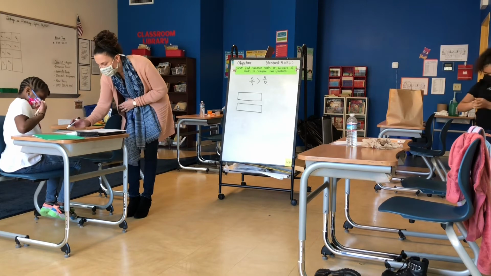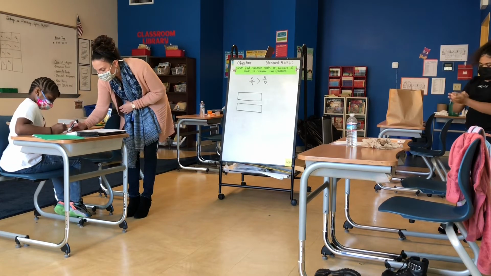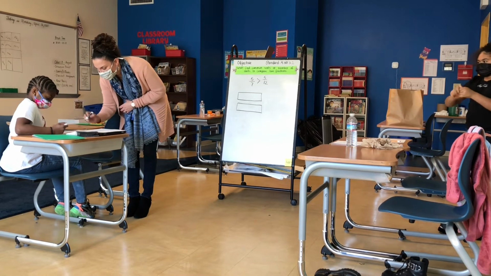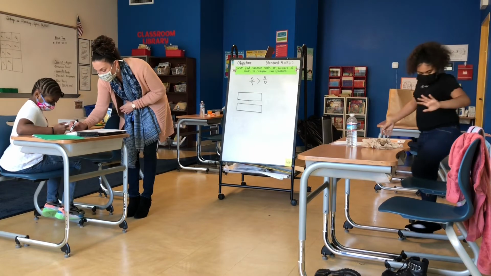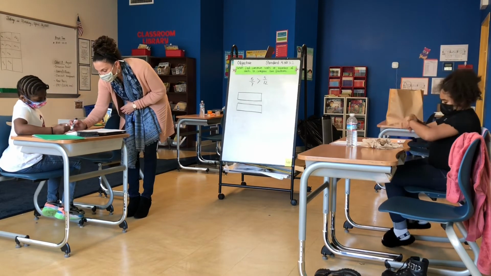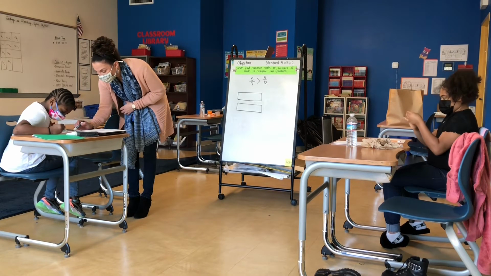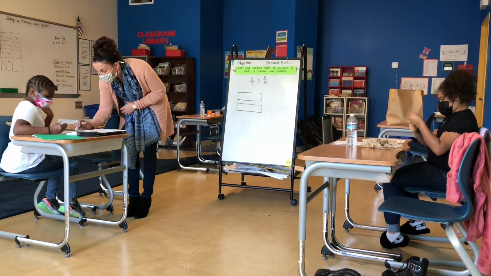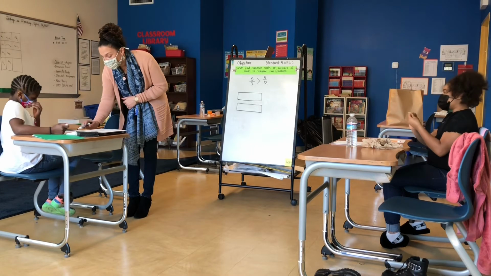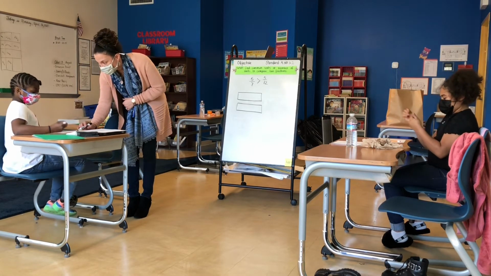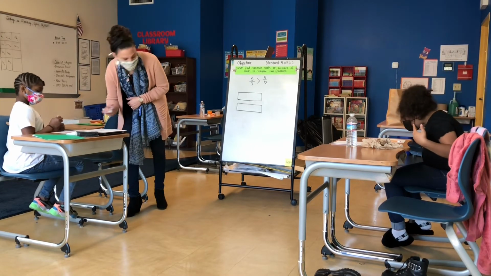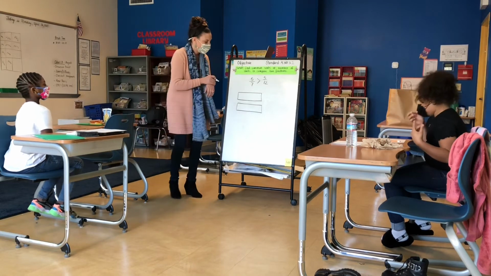So you should only have 5 shaded. So I see 1, 2, 3, 4, 5 shaded. How many more? How far away is it from the whole? A long way. How many away though? 7. So this one is 7 away from the whole. How many away from the whole is this one? 2. Okay, so let's go ahead and take a look.